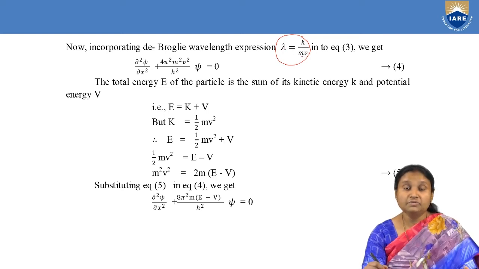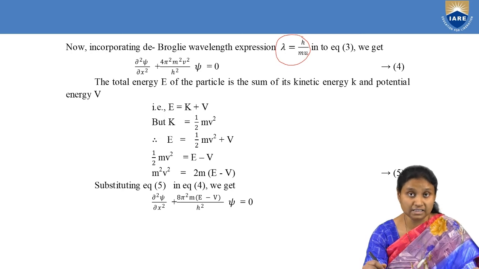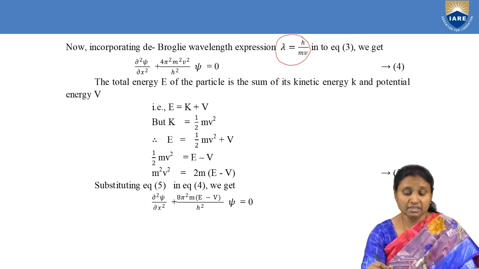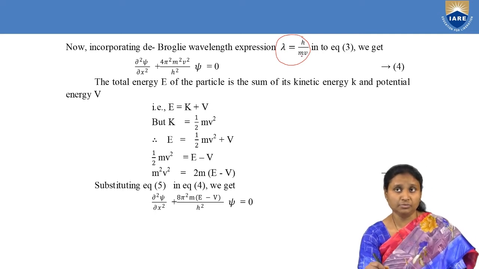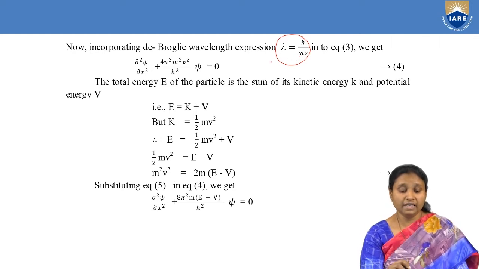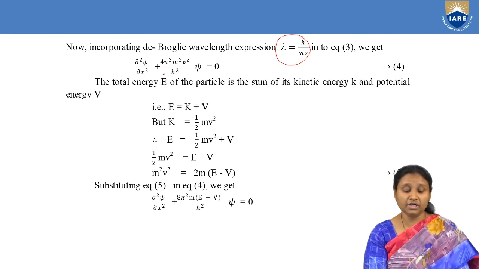Whereas in the denominator we have m and v. M is mass and v is velocity of the material particle. So the left hand side is a parameter related to the matter wave, whereas the right hand side is a parameter related to the material particle. If I substitute this value of wavelength here, then I end up having d²ψ/dx² + (4π²m²v²/h²)ψ = 0.